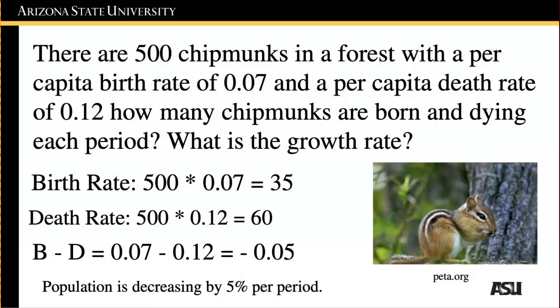So to find the birth rate, we're going to have 500, the original population, times the per capita birth rate of 0.07, which equals 35. Then we're going to have the per capita death rate, which is 0.12 times 500, which equals 60. When we want to find the growth rate, we take the birth rate minus the death rate. So we have 0.07 minus 0.12, which is negative 0.05. Because there are more deaths than births, the negative means that the population is decreasing by 5% per period.